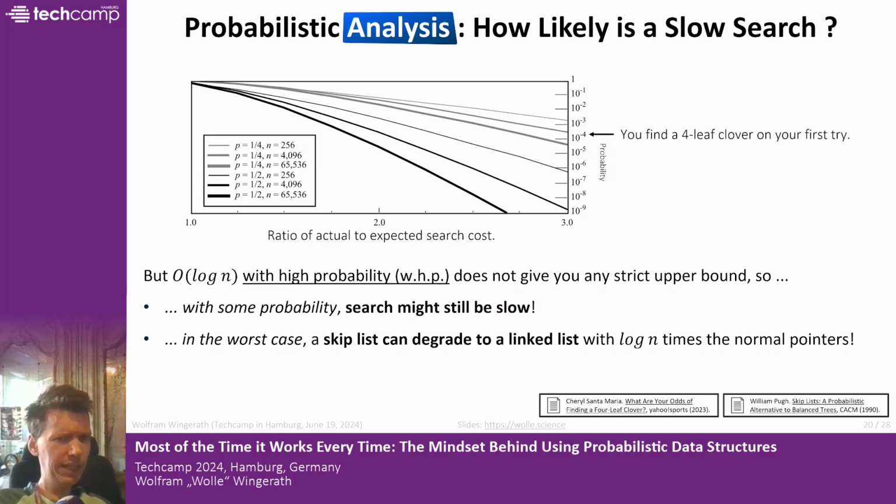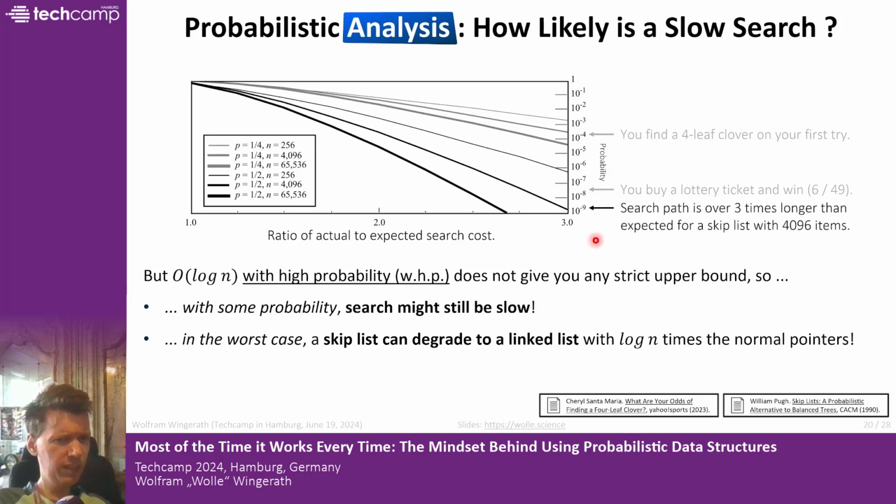It's like you go to a green field, pick a clover, and it has 4 leaves on the first try. Or here you have the chance of buying a lottery ticket and winning. And here at the bottom, you have a skip list with 4,096 items and I think p 50%, I can't really see it here, and your search is taking 3 times longer than expected. So this chance is abysmally small. It doesn't happen in practice.